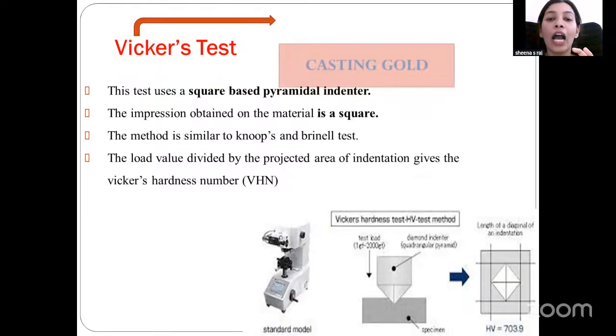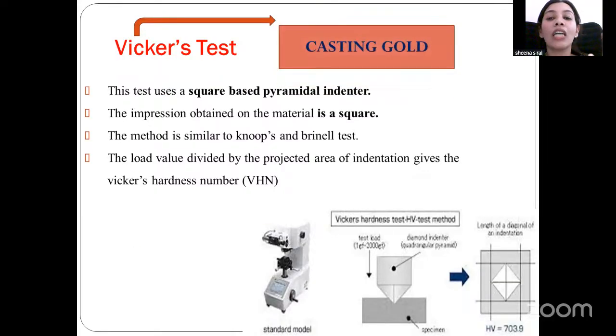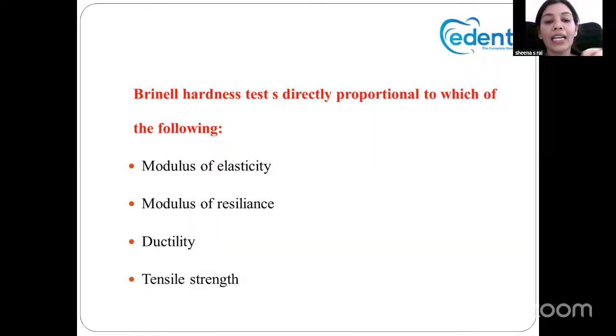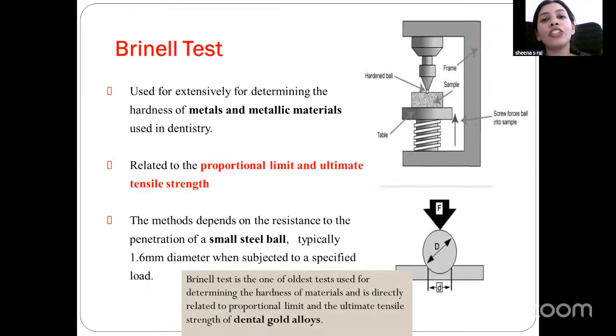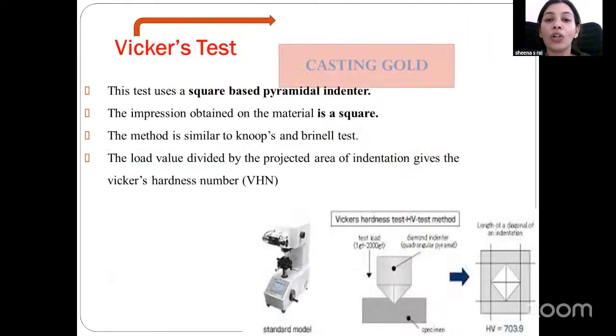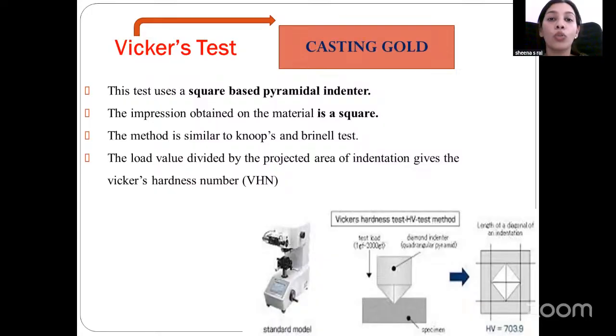Another thing that you have to keep in mind, it is also used in casting gold. Okay, see why I have included all these things is that in some of the questions I've seen, which hardness test is used for a dental gold alloy, the answer will be Brinell test. And if Vickers test is also given, then you have to answer both of these, Brinell test and Vickers test. That is why I have included the most important topics like this. So for casting gold and the dental gold alloy, we use the Vickers test. That is a very important point that you have to keep in mind.